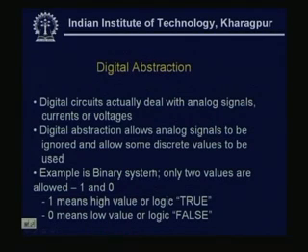So, example, just now what I mentioned, this is a binary system. Only two values are allowed, 1 and 0. 1 means high value, and this high value is a range. Say if it is 5 volt to 10 volt, I am telling this is a high value, or logic true. Sometimes this is called true, means this is on or switched on. 0 means low value, that means if it is 0 to 4.8 volt, if we take that same example, and this we call logic false.